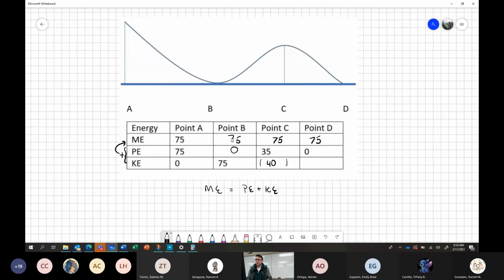If you want to make sure and you want to plug these into the equation, you can do that. Mechanical energy is 75. Potential energy would be unknown because we're just checking to make sure that it does come out to 0. And kinetic energy is 75 as well. Solve for PE. Subtract 75 from both sides. PE equals 0. Okay, so that proves us right.